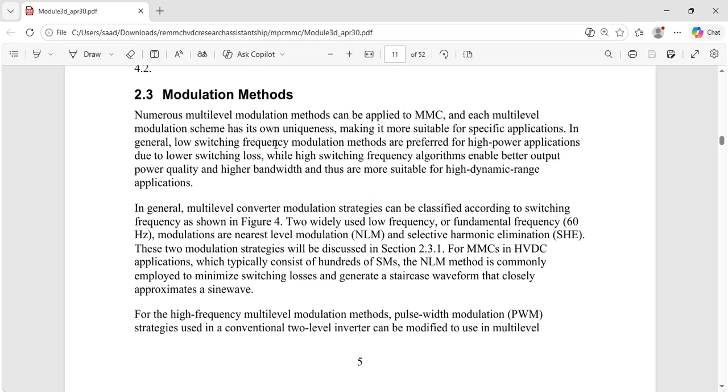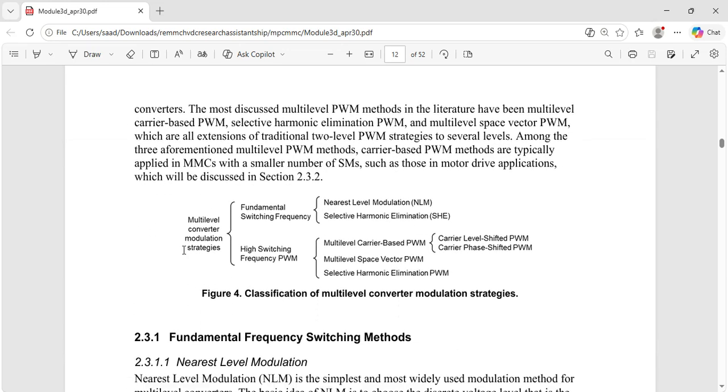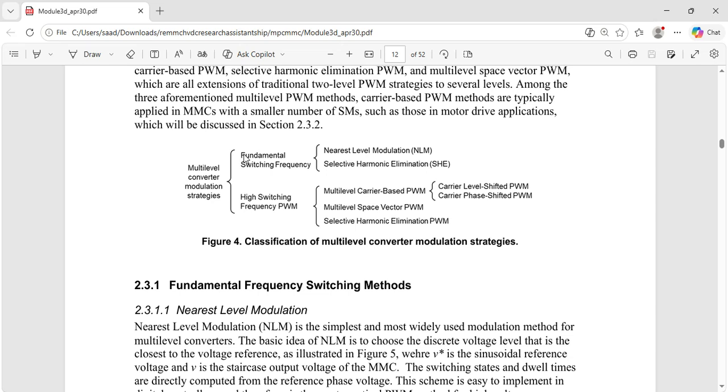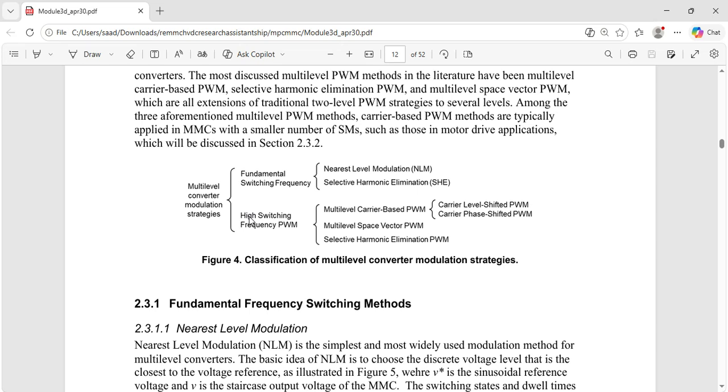All right. So as per the theory, there are different modulation schemes available. Let me discuss. The modulation strategies can be divided according to the fundamental switching frequency techniques and the high switching frequency techniques. When it comes to MMC HVDC systems, we normally prefer those PWM methods which are fundamental switching frequency operated. Such methods are nearest level modulation, selective harmonic elimination, etc.